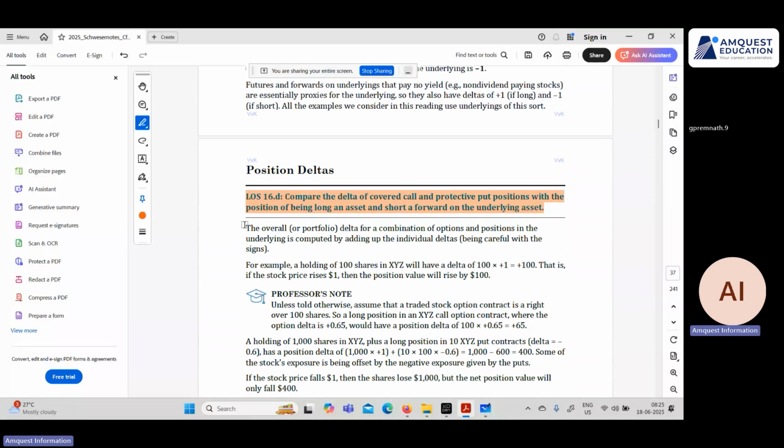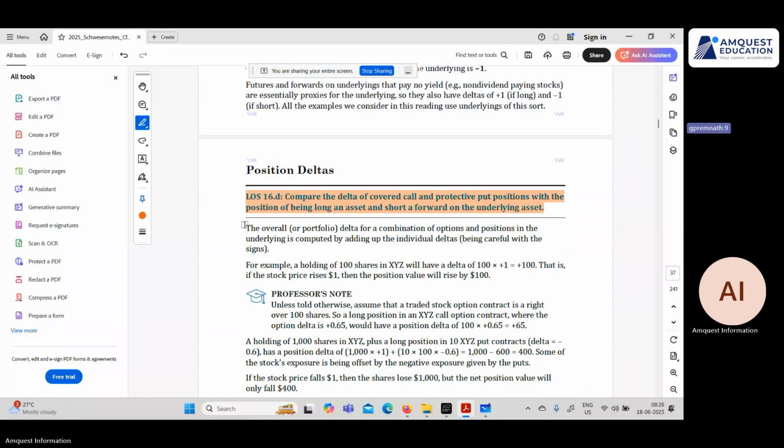Now let's look at the professor's note. Unless told otherwise, assume that a traded stock option contract is a right over 100 shares. So a long position in an XYZ call option contract where the option delta is 0.65 would have a position delta of 100 into 0.65, which is 65. Does it make sense? Yeah, makes sense.